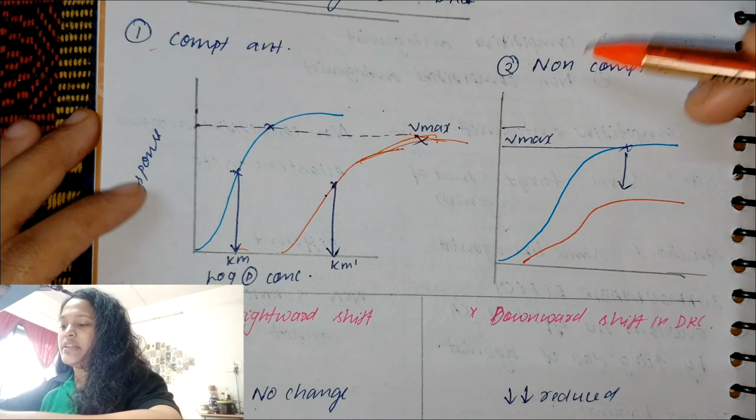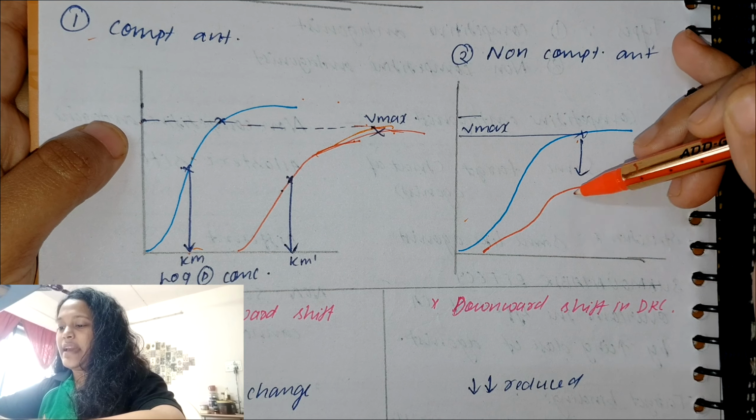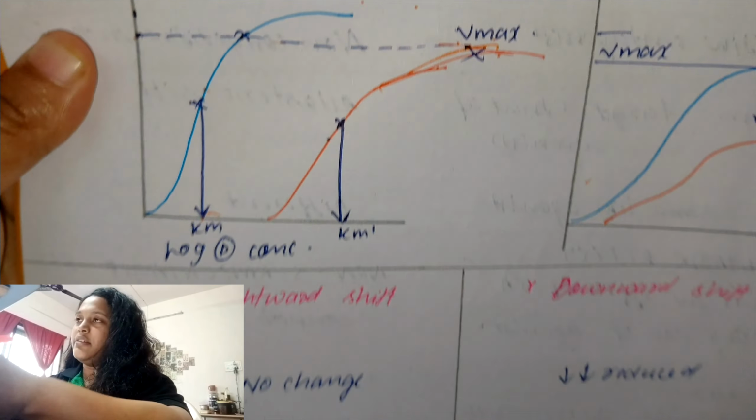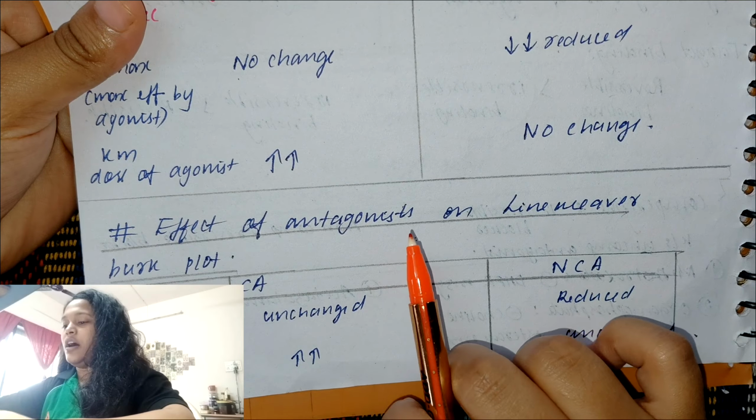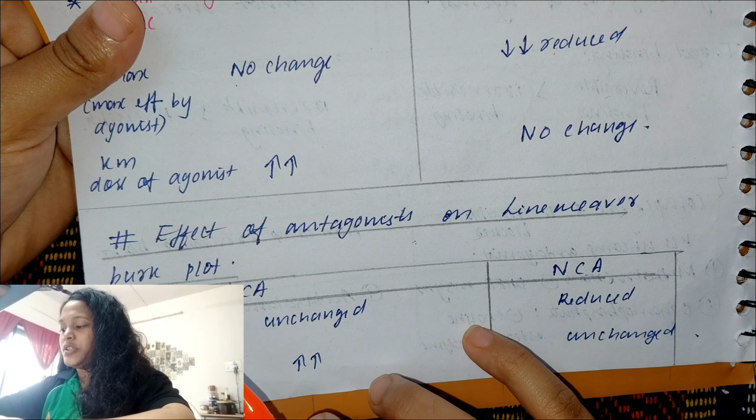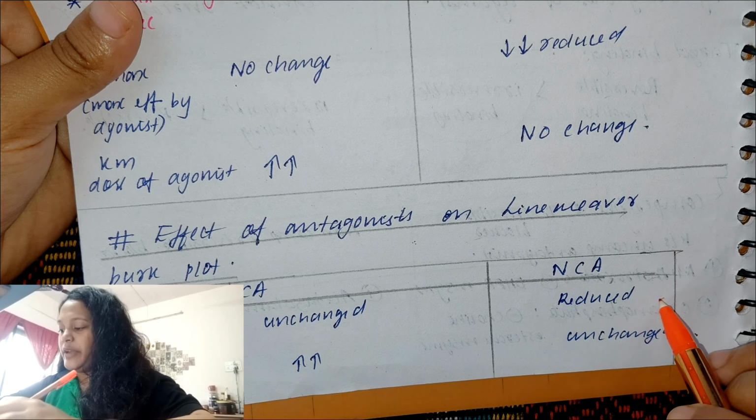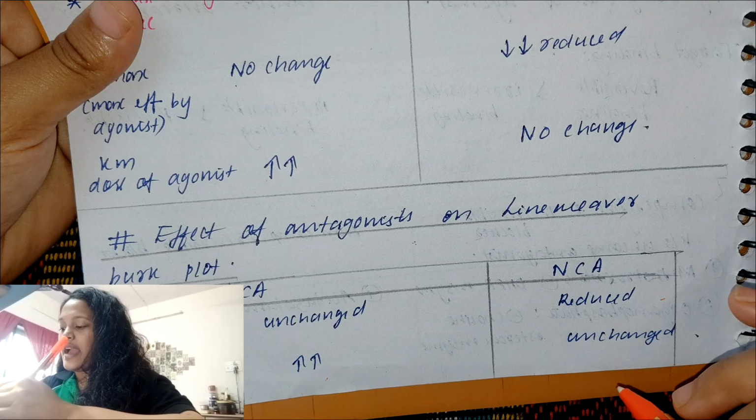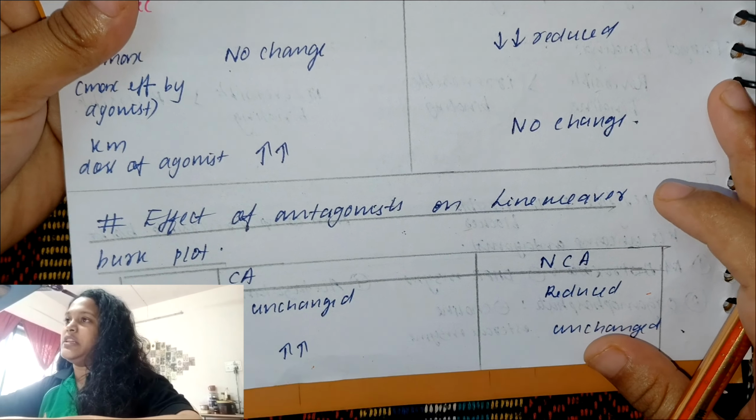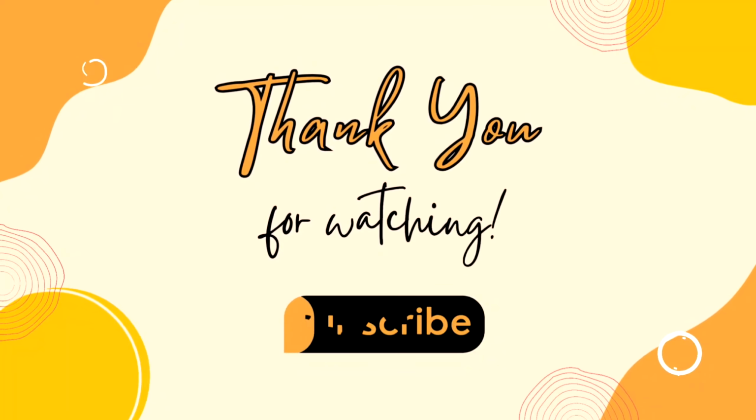In non-competitive antagonism, we can see the Vmax is decreased and the Km is the same. There is also the effect of the antagonist on the Lineweaver-Burk plot. There we can observe that in competitive antagonism Vmax will be unchanged, and in non-competitive antagonism it will be reduced. Km will be increased in competitive antagonism and unchanged in non-competitive antagonism. Okay.